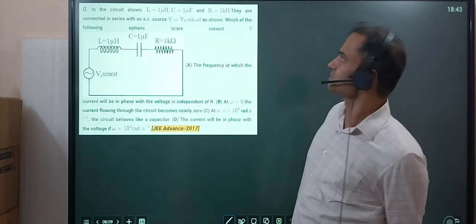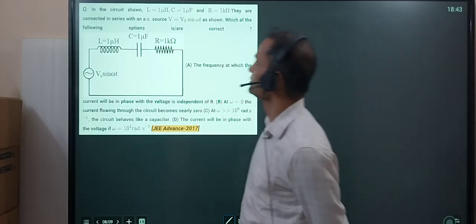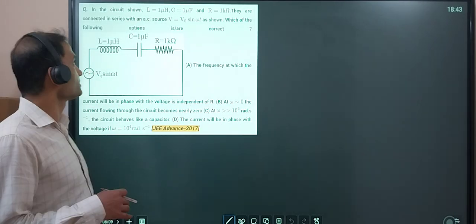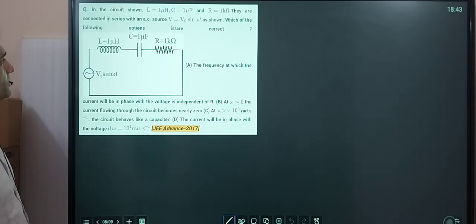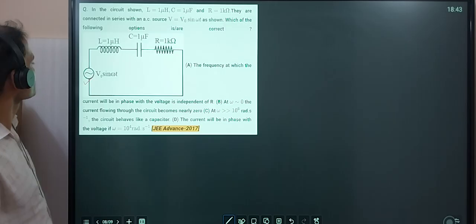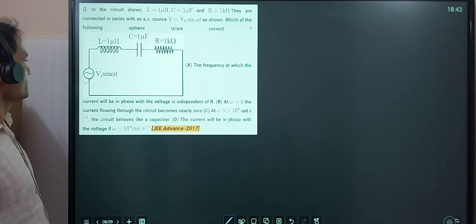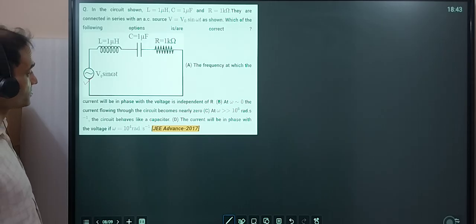Okay, so I believe this will be easy. In the circuit shown in the figure, inductance is given, capacitance is given, resistance is also given. They are all connected in a circuit with an AC source, and what we want, which of the following options is correct? Current will be in phase with voltage. Current will be in phase with the voltage is independent of R.